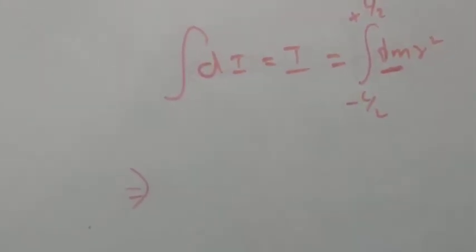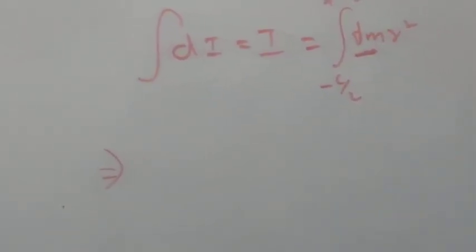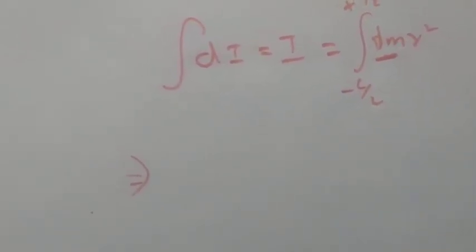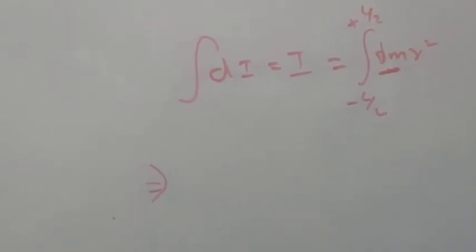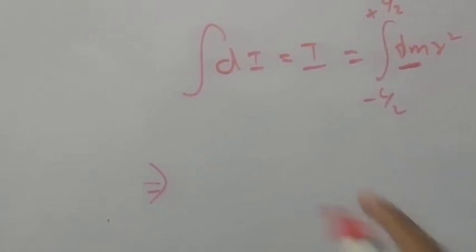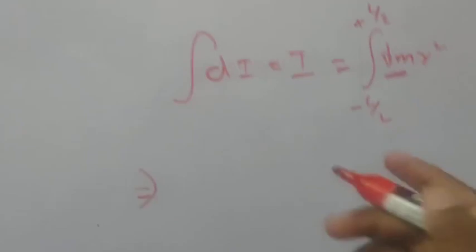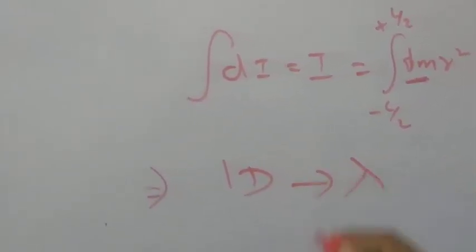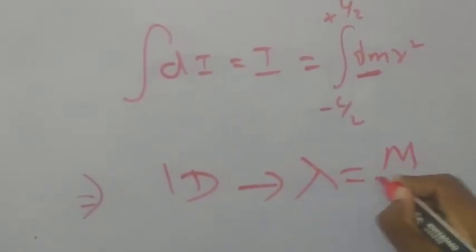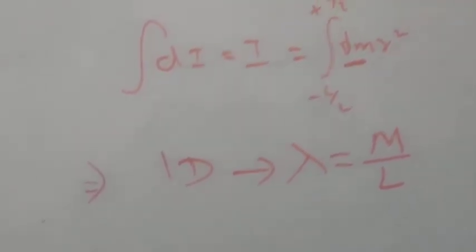It's very simple. In center of mass, we learned about mass per unit length, mass per unit area, and many other terms for 1D, 2D, and surface area. We have only a one-dimensional rod, so we are going to use a variable called lambda, which is mass per unit length.